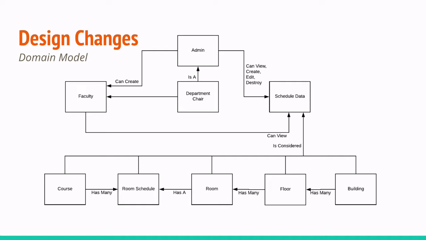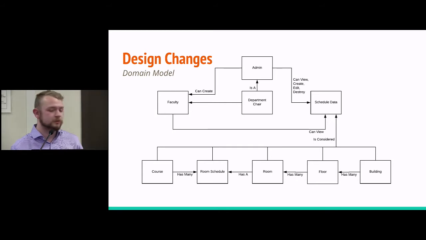You'll notice along the bottom there's a pretty simple and straightforward structure: buildings have floors, floors have rooms, and then each room has a room schedule, which ends up being reservations of courses at times. Department chair and administrator are different roles in this diagram as well. That allows us to abstract the logic of who's able to access what away from what they're actually accessing. And we have this in our domain model, so we can talk about things like security directly with our sponsor.